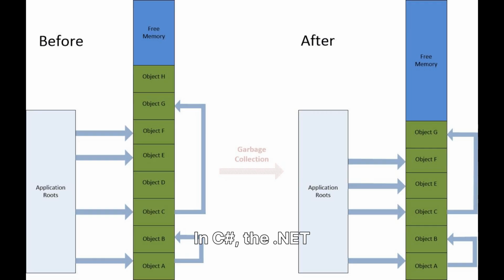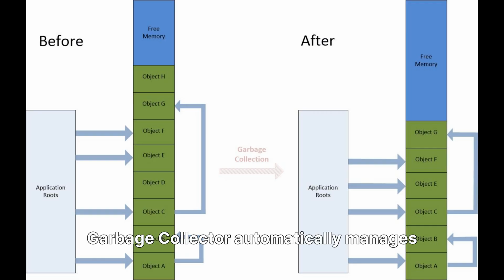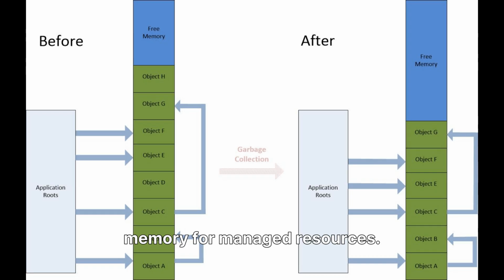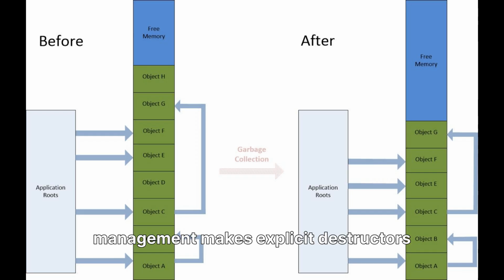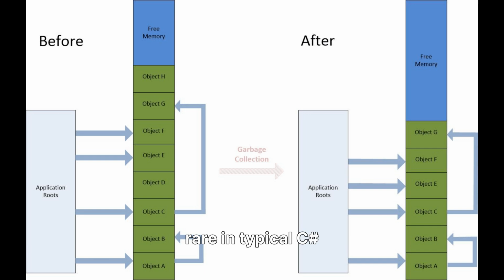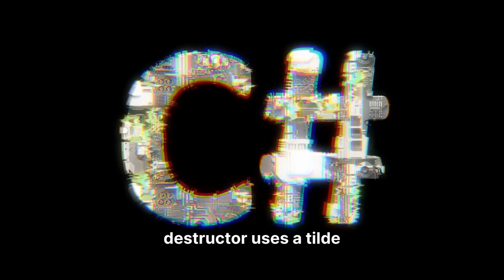In C#, the .NET garbage collector automatically manages memory for managed resources. The GC efficiently reclaims memory from unreferenced objects. This robust automatic memory management makes explicit destructors rare in typical C# development, as they are generally not needed for managed memory cleanup. The syntax for a destructor uses a tilde followed by the class name.